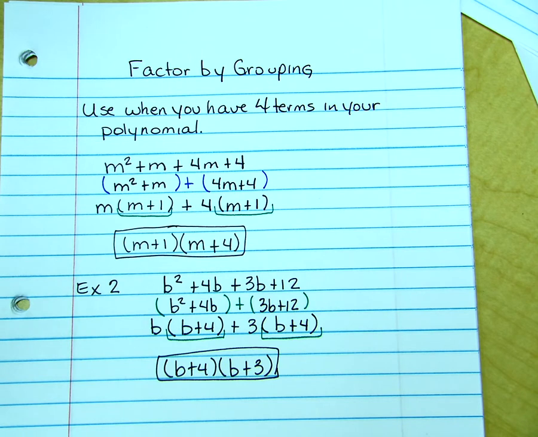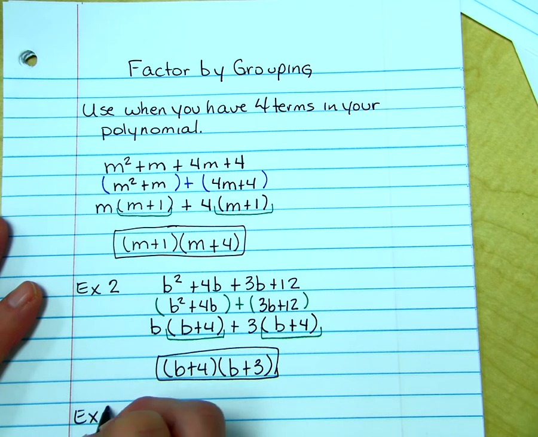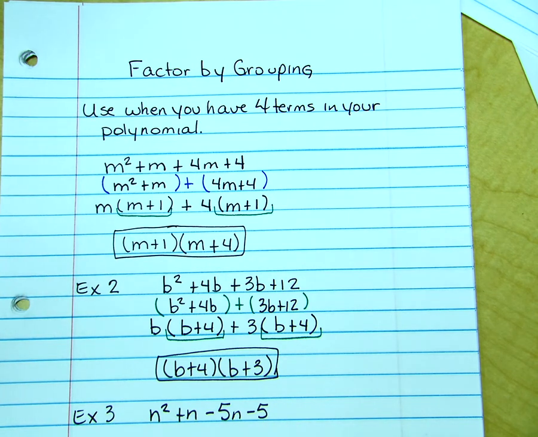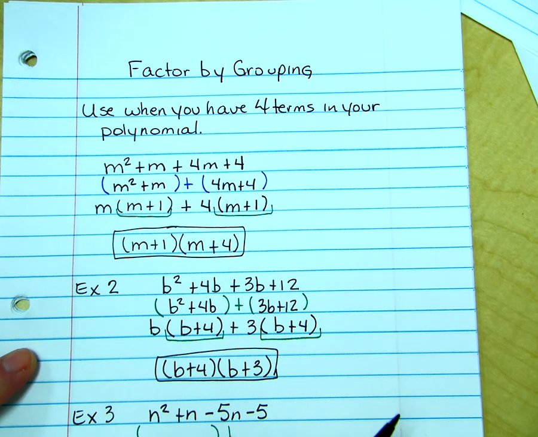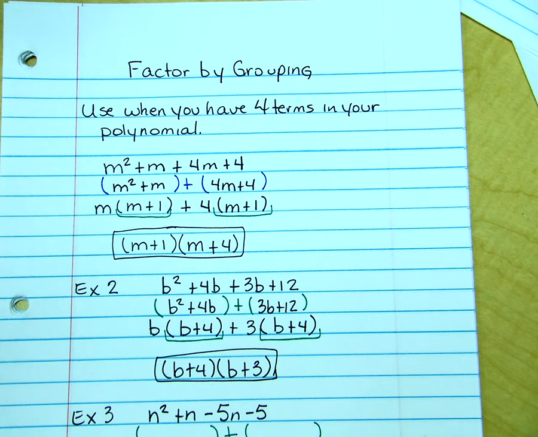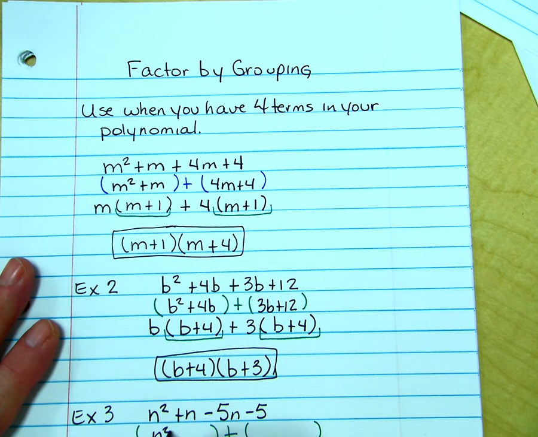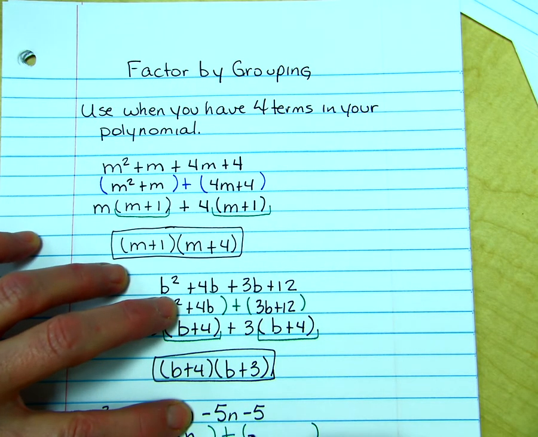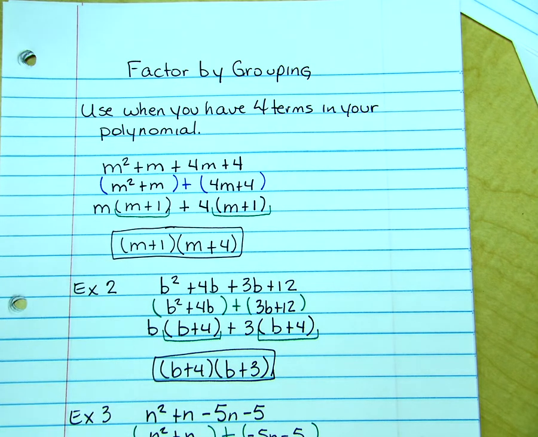Now let's try one with some negative signs. Let's do example 3. And that is going to be n squared plus n minus 5n minus 5. So we set up our two groups, always a plus sign between them. We put n squared plus n in the first group, and here remember this sign goes with this number, so we put negative 5n minus 5 in our second group.